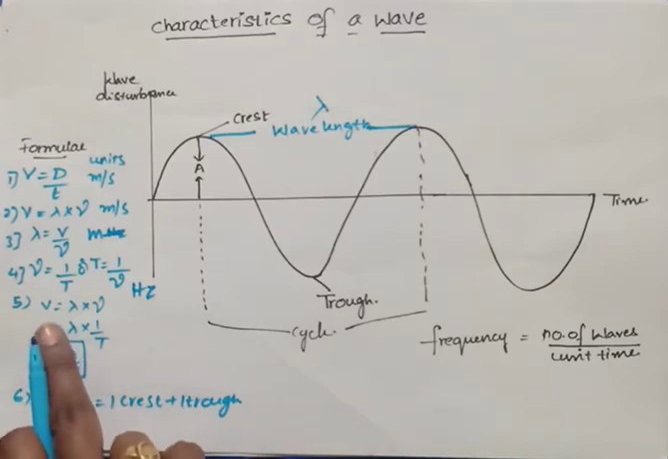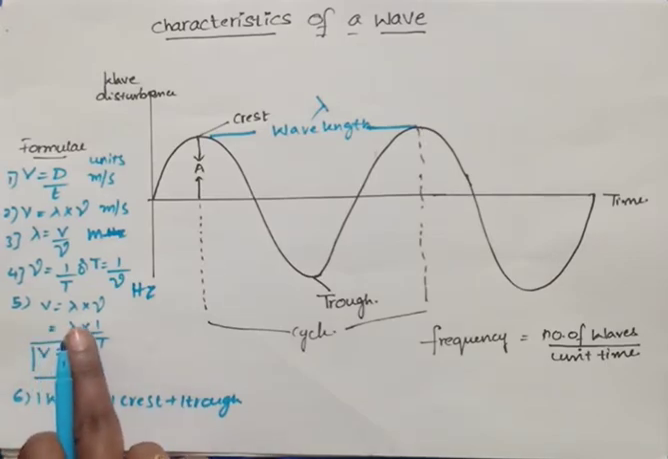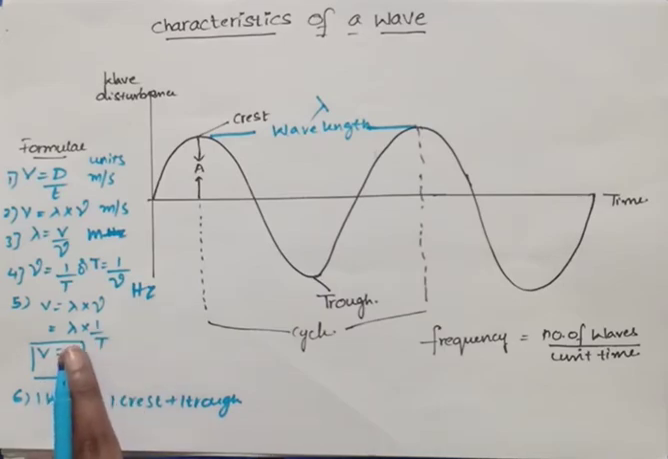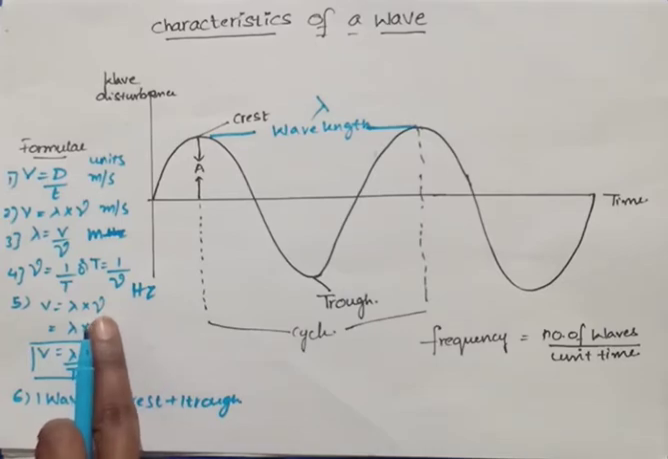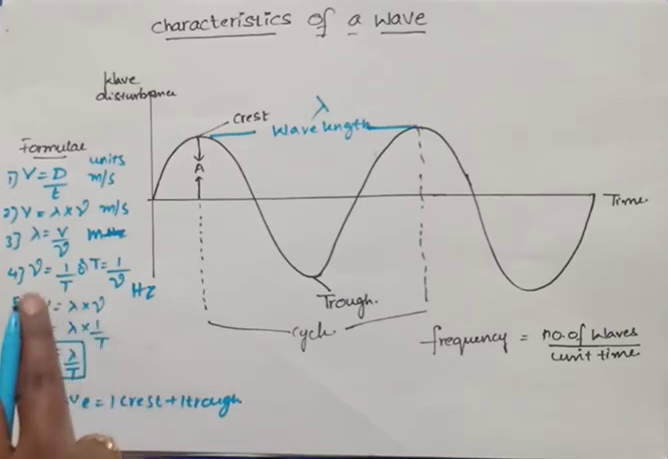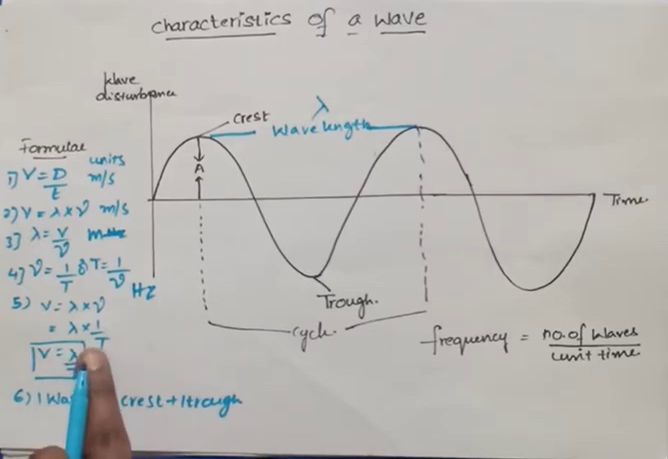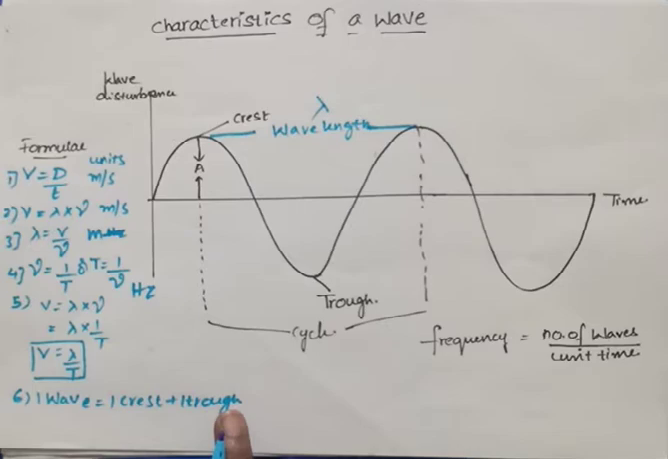Then we have a formula, velocity or speed is equal to wavelength into frequency, which is equal to wavelength into, instead of nu frequency, we can substitute 1 by T. So V is equal to lambda by T. Sometimes this formula is also useful when time period and wavelength are given. One wave is equal to one crest plus one trough. That means two waves is equal to two crests plus two troughs.